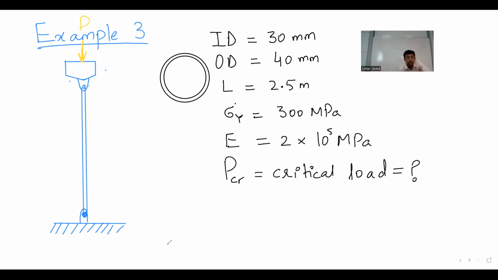Now, this is your take-home task, but let me be clear on this. What is the value of Ixx? It will be equal to Iyy. Let me give you the formula: pi divided by 64 into 40 power 4 minus 30 power 4.